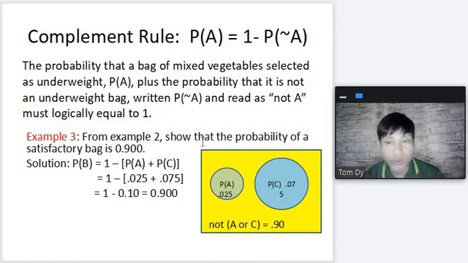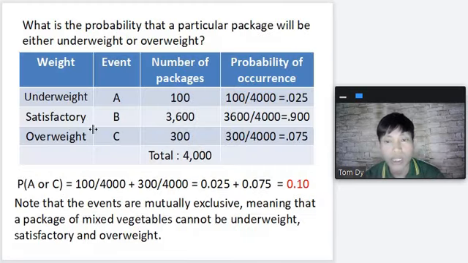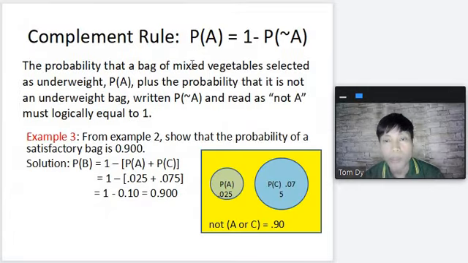So from example 2, show that the probability of a satisfactory bag is 0.90. Look at this one, satisfactory is 0.90. We will prove this 0.90 using a Venn diagram, or by calculation using the complement rule.